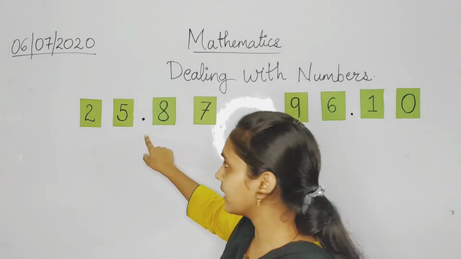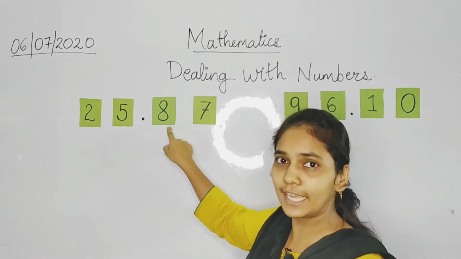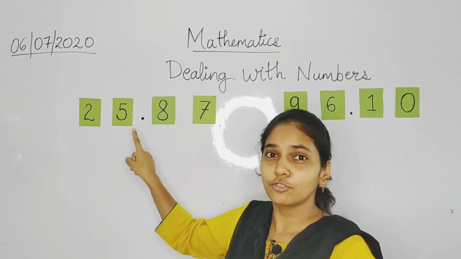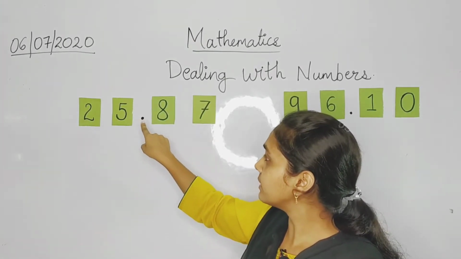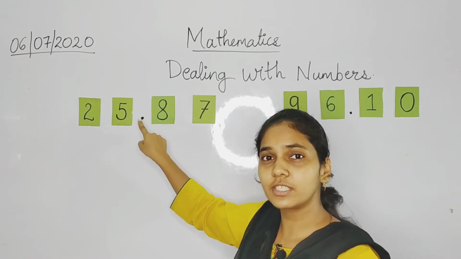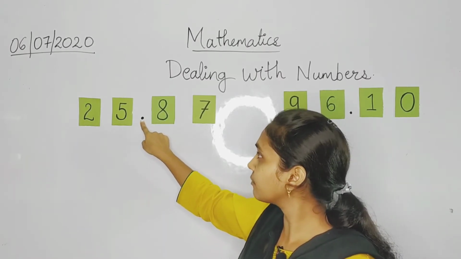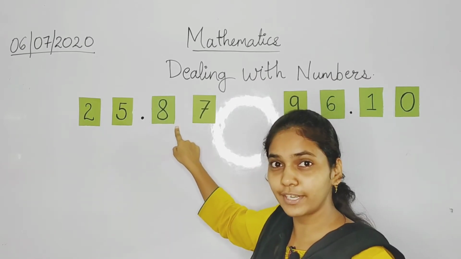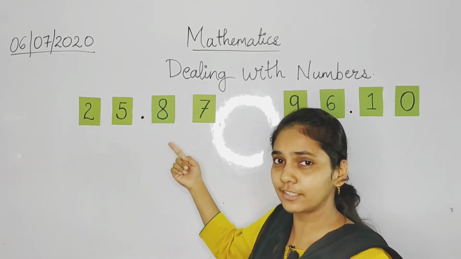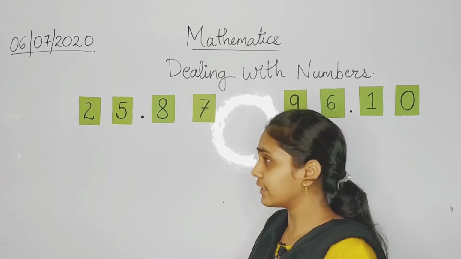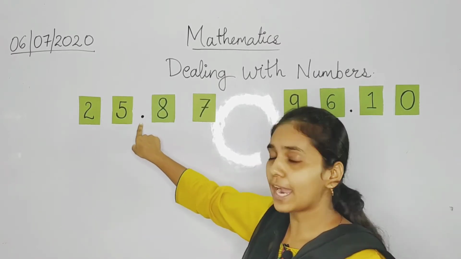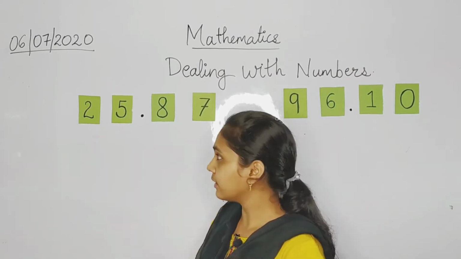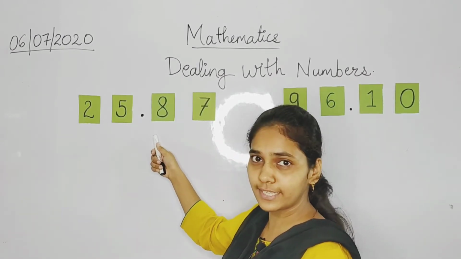So if this is your decimal number, 25.87, and you have to round it off now. For rounding off, first you check the number which is after the decimal point. The number after the decimal point is 8, and if that number is 5 or greater than 5, then you add 1 to the number which is before the decimal point. Okay, so let us do this example.